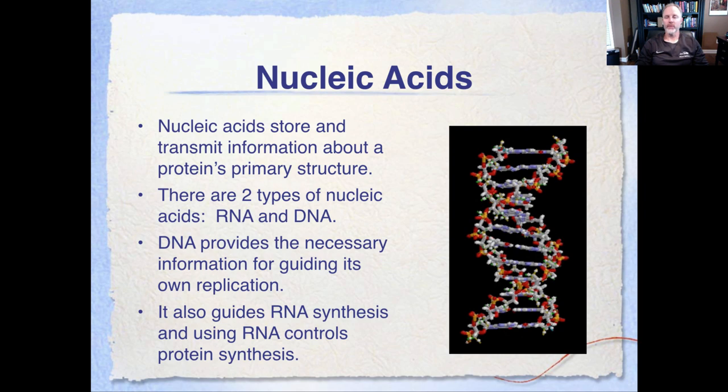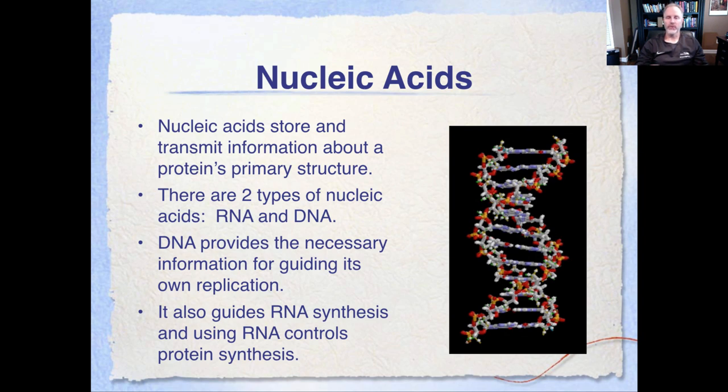There's two main types of nucleic acids. You have DNA and you have RNA. The DNA provides the necessary information for constructing the proteins. It gives rise to RNA, which is then transferred to the ribosome, which is where the proteins are made. And it also contains the information that's necessary for guiding its own replication.